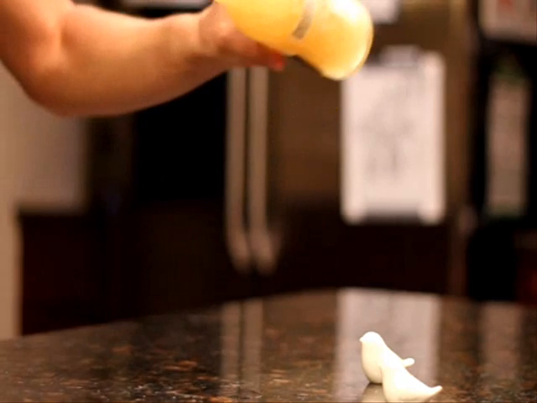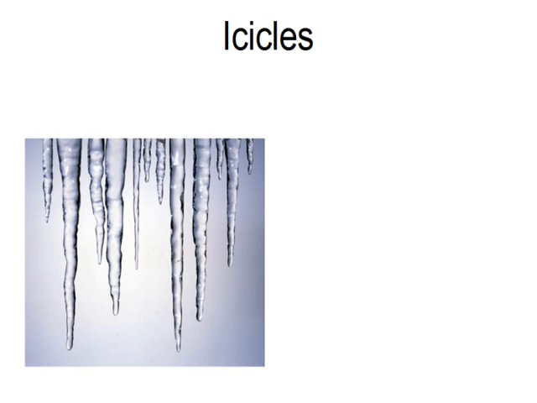Now let's talk about the different types of ice. One type of ice is icicles, and icicles are usually clear because of how they are formed. They grow as water drips to the bottom and freezes, and by this process, the ice is formed in layers, avoiding any air bubbles that may be trapped.